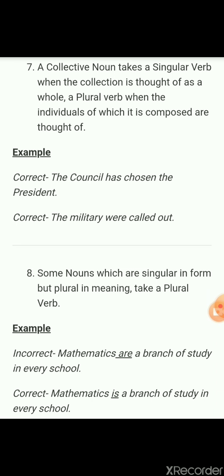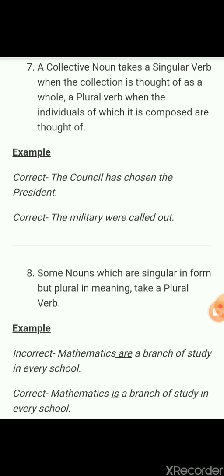Look at the example with both. The council has chosen the president. Correct. The military were called out. So look at the difference. The council has chosen the president. The military were called out. Military. Okay. Crowd. Fine. So these are the group of whole. The council has chosen. Council is a single company consisting of different officers, rank people, those who have chosen the president. But the military itself is a collection of people, those who are serving in the armed forces.